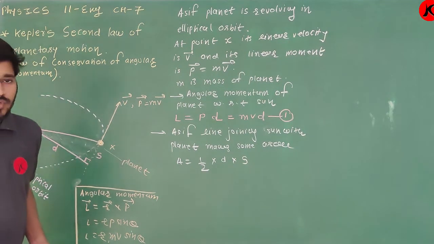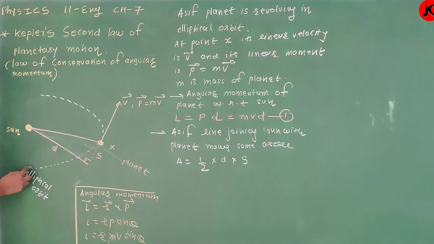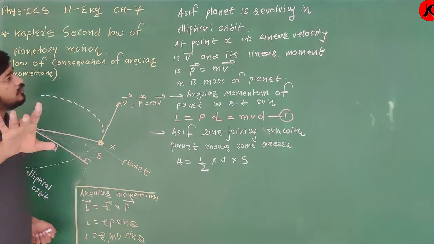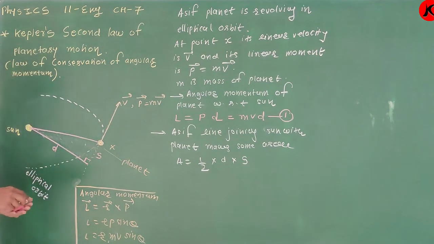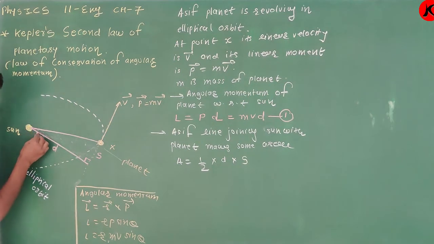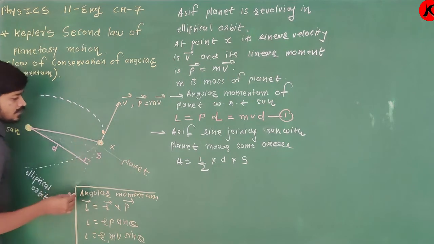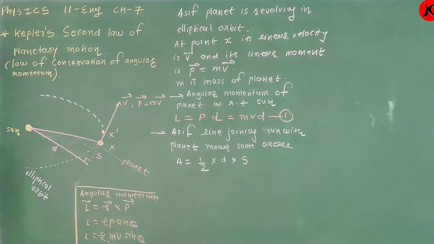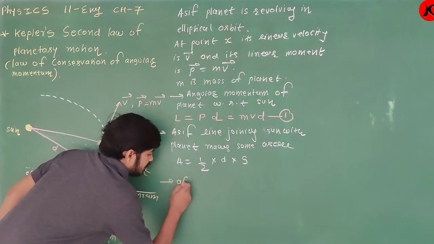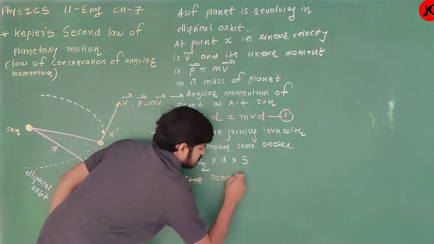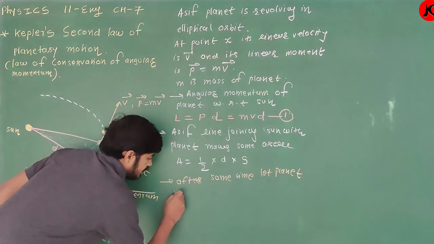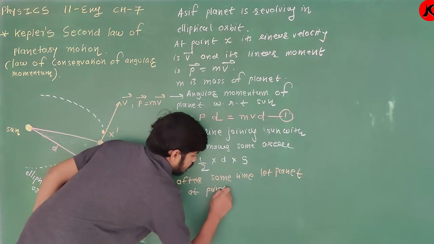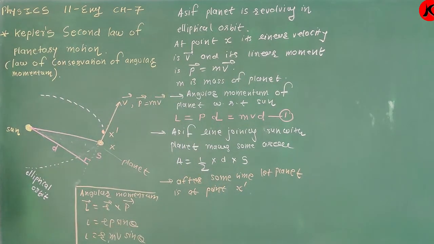Now, important one. Planet is moving. It is revolving. So yes, I have assumed initially it is at point X. Now, as it is revolving, after some time, it will be here at point X dash. Okay, after some time, let planet be at point X dash. Clear?